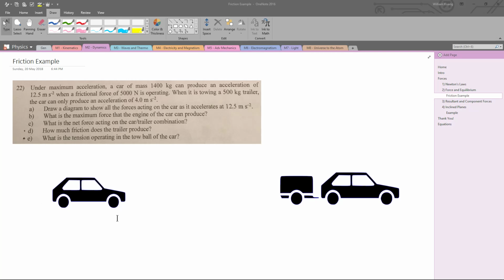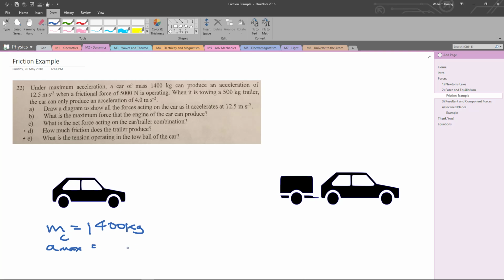So what are we told in this question? We are told that the mass of the car, so I'm going to say MC, is 1400 kilograms. We're told that it can produce a max acceleration, so I'm going to say a max acceleration of 12.5 meters per second squared, when a friction force of 5,000 newtons is operating. So I'm going to say the friction force is equal to 5,000 newtons.